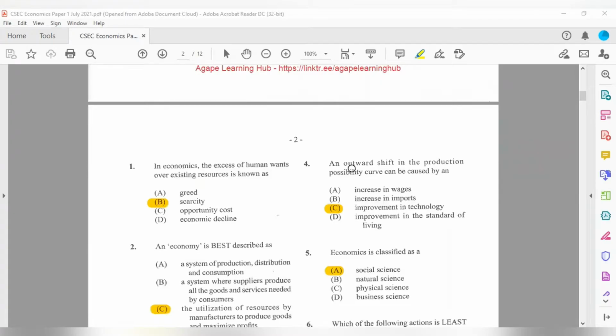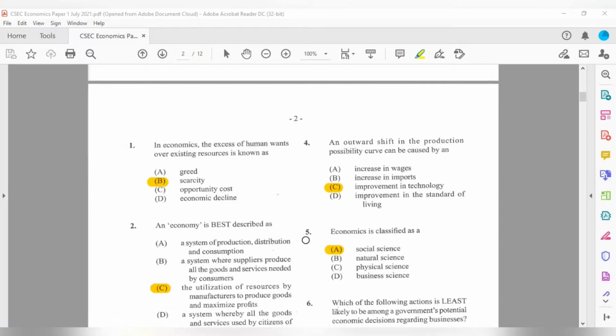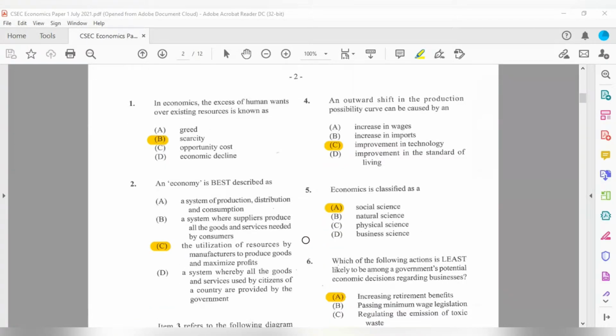So number one, in economics, the excess of human wants over existing resources is known as, and the answer is of course B, scarcity. An economy is best described as, and for that answer we have C, the utilization of resources by manufacturers to produce goods and maximize profits.